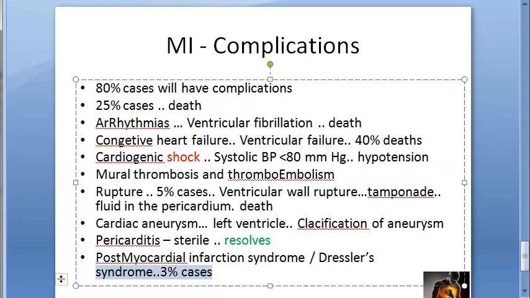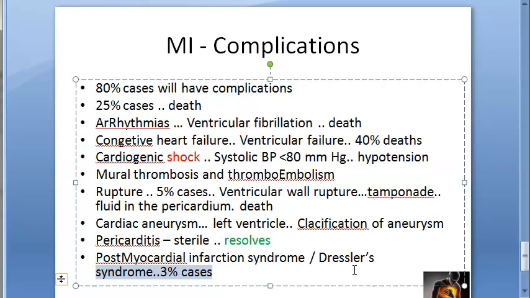Basically what happens here, it occurs 1 to 6 weeks after the attack of myocardial infarction. Note the timing. It is characterized by pneumonitis. So it can be mild symptoms only. They don't know why this happens, but there is going to be some autoimmune reaction probably, and circulating anti-heart antibodies in the serum of these patients.